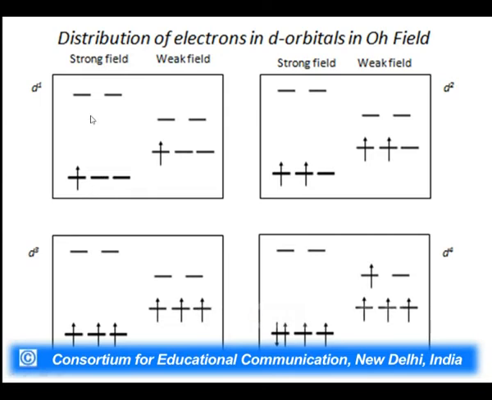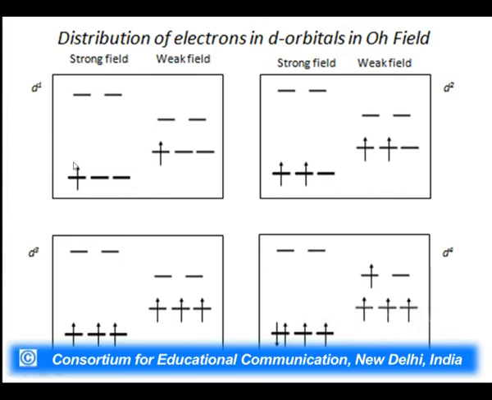So when the separation between the t2g and the eg is larger, let us talk about the one electron system, that is like titanium 3 ion. Now, titanium 3 ion has only one electron in the d. Therefore, it has no choice but to occupy the t2g set of orbitals. And hence, the configuration is t2g1, whether it is a strong field ligand or a weak field ligand.